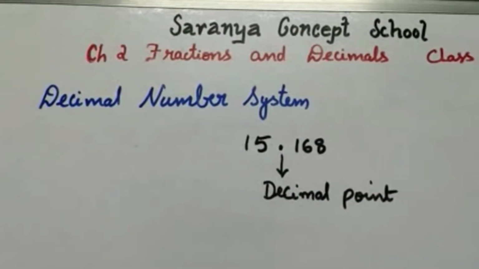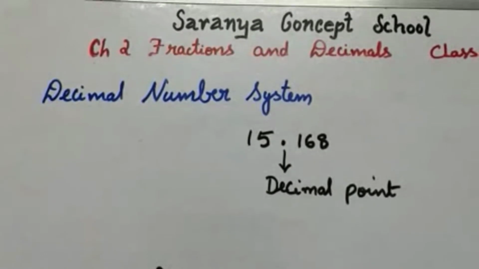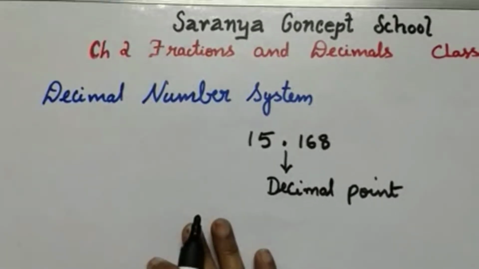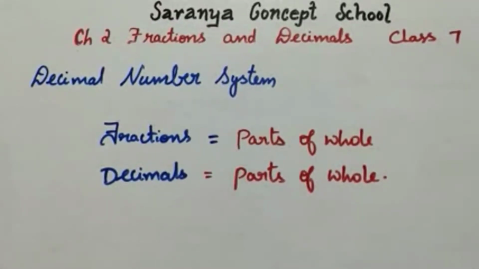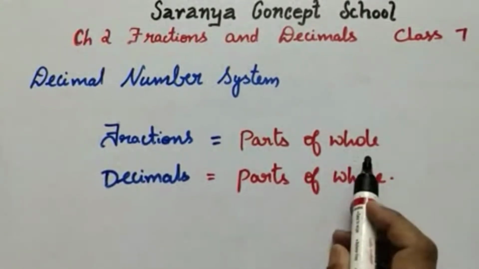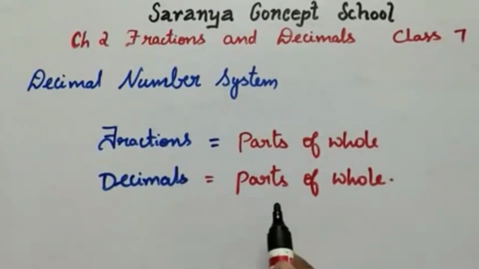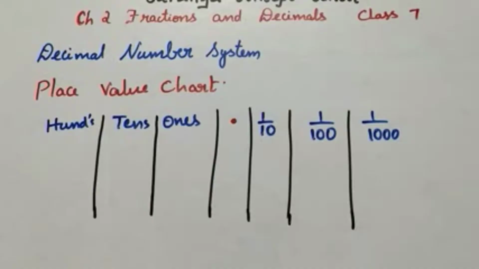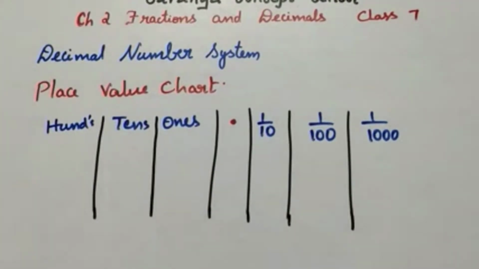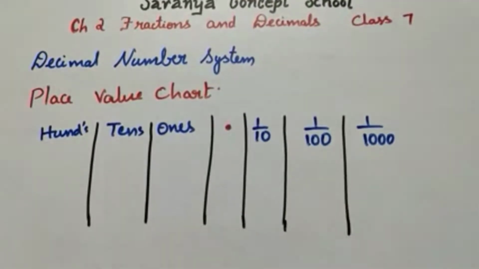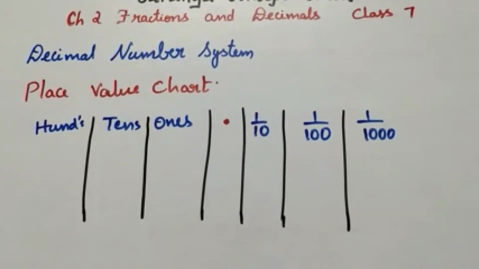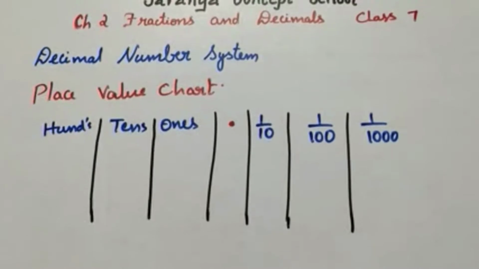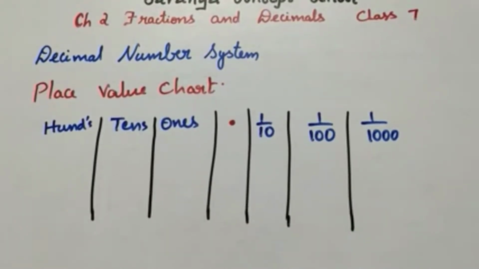Okay, let me explain clearly what exactly decimal numbers are. Children, do you remember fractions are the parts of a whole? Even decimals are also parts of a whole. Children, do you remember the place value chart? Yes, we can represent decimal numbers also in the place value chart. How is it? Let us learn now.